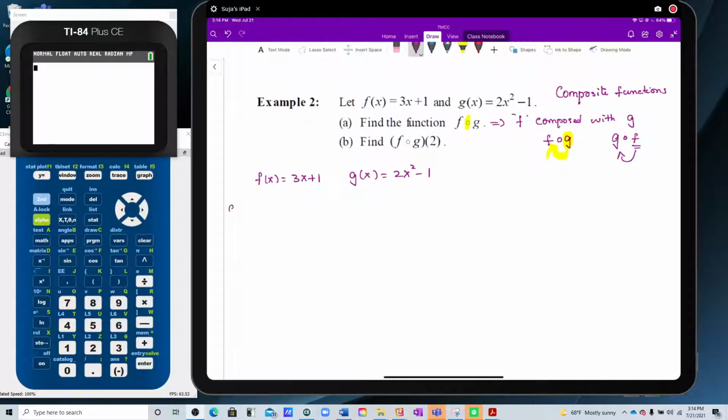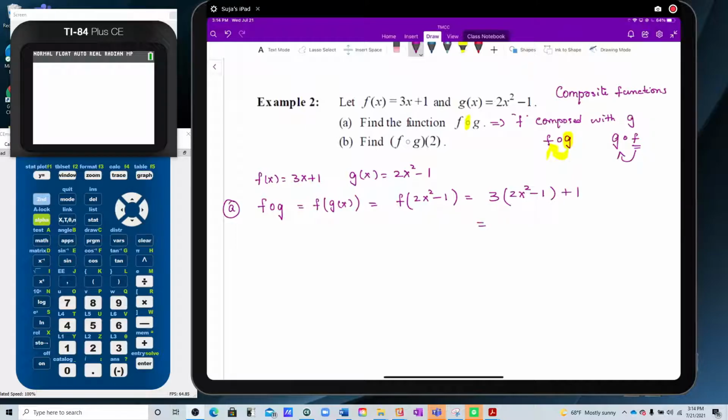And part A of the problem is asking me to find the function that you get when you're composing f composed with g. In other words, the meaning of this is f of g of x. Again, what it means is finding the value of f when your x value is 2x squared minus 1. That's g of x. Again, you know how to do this. You'll plug in the value in the place of x. So it's 3 times 2x squared minus 1. Then there's a plus 1 outside.